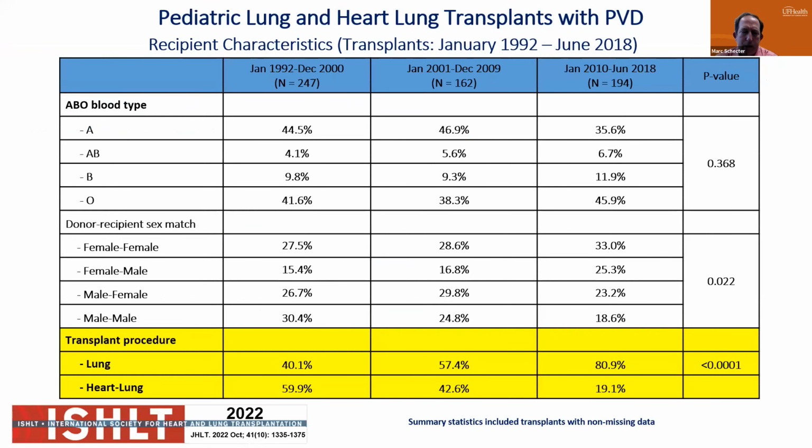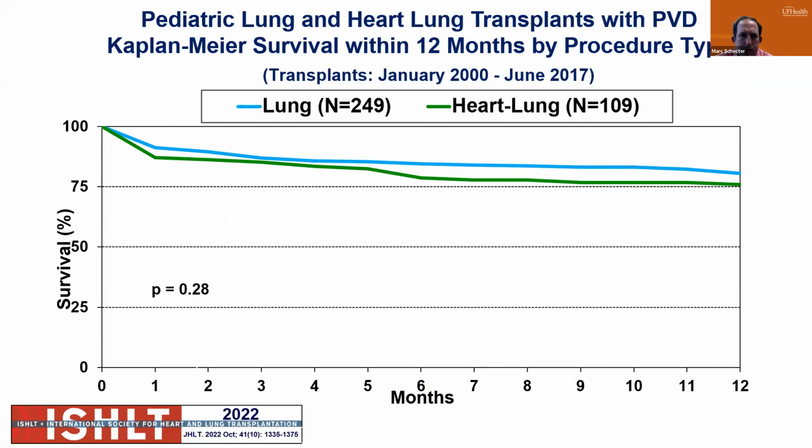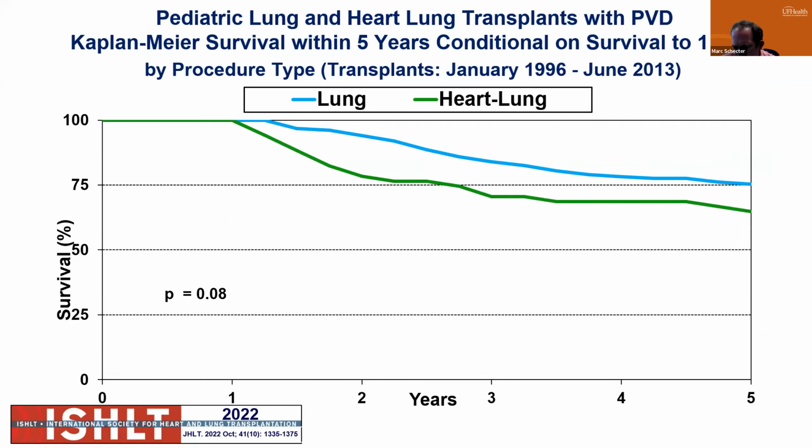That being said, when we look at transplanting these kids with pulmonary vascular disease, you can see that across the different eras, we've seen a significant decline in which transplant procedure they're going on. Prior to 2000, most of these kids were having heart-lung transplants performed, whereas in the last decade, only 20% of those patients are actually undergoing heart-lung transplant. Well, while that's changed, has it really changed their outcomes? And you see with these patients with pulmonary vascular disease that the 1-year and 5-year outcomes are quite similar between lung transplant alone or heart-lung transplant. So that's the lung side of things.